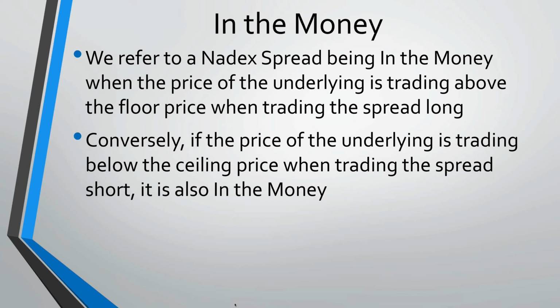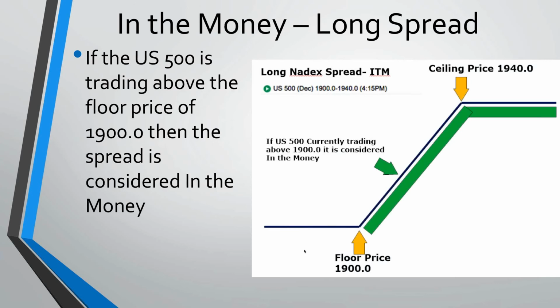So again, if you consider the actual levels of the spread, in this case the 1900 to 1940, you're either going to be at the money down here, at the money up here, out of the money up here, out of the money down here, or in the money, all in this green area. All in the green area, because you can also go deep in the money. So even if you're above the ceiling price for a long, you are still in the money. It's in the money all the way up as far as this thing can go.